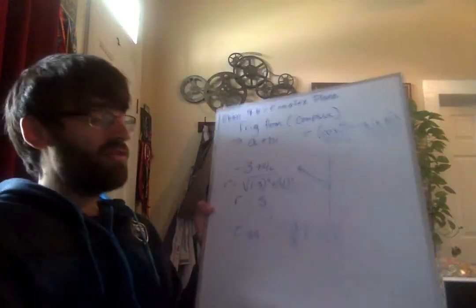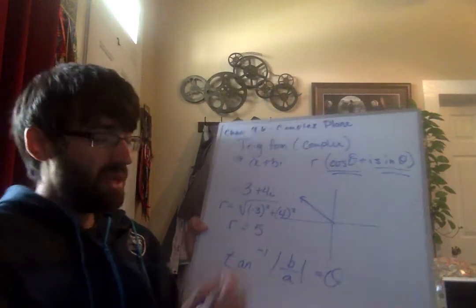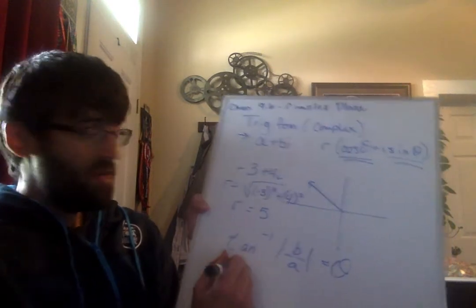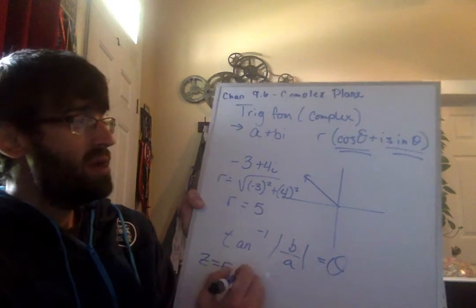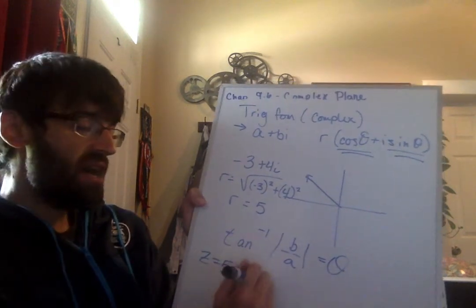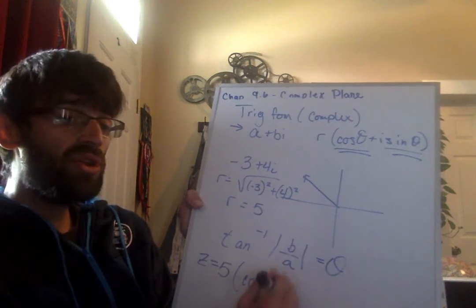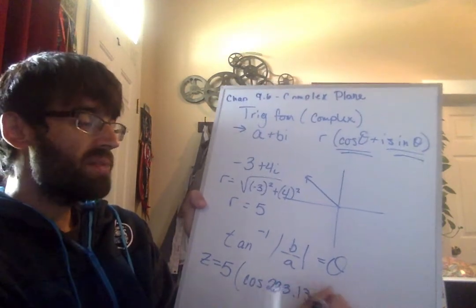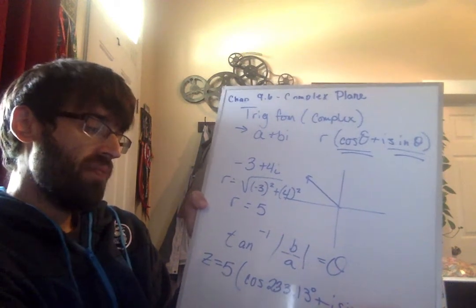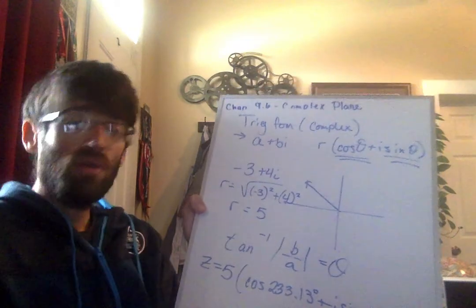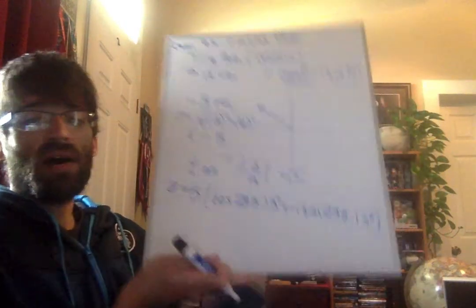So this polar form is in the form r is 5, cosine of 233.13 plus I sine of 233.13. So that is the polar form of that number. So basically find r and find theta.